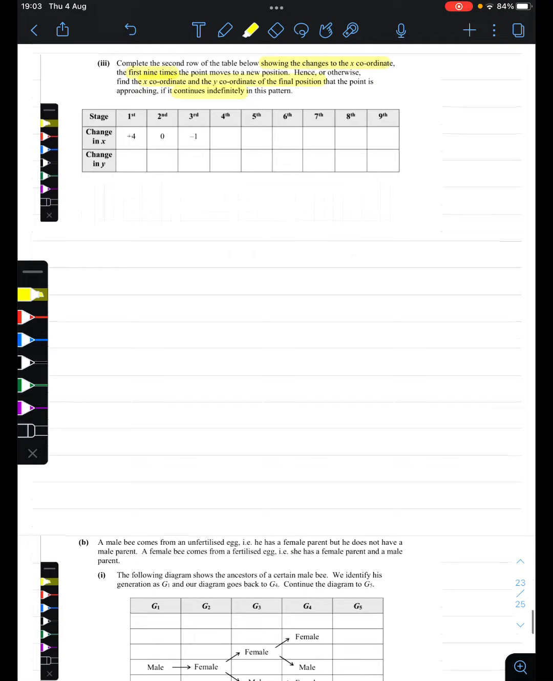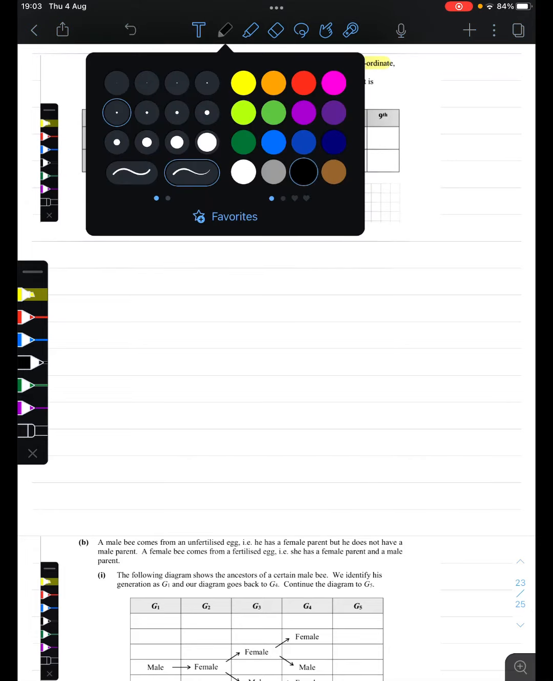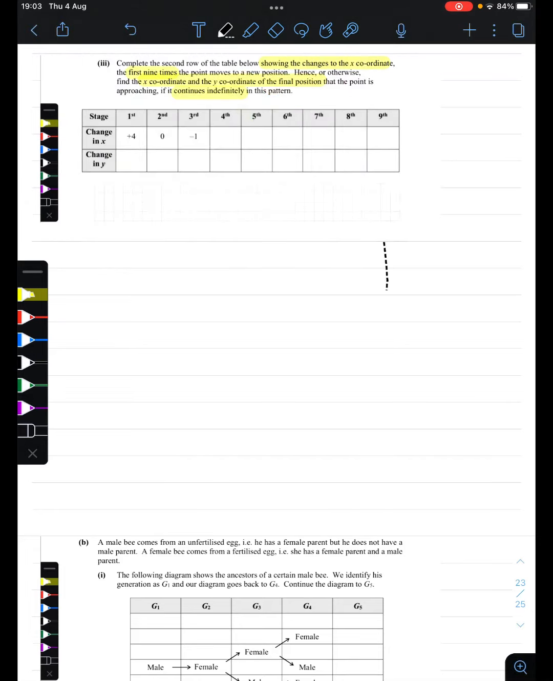Okay, so let's draw this little square here, to just remind us what direction he's going after each go.